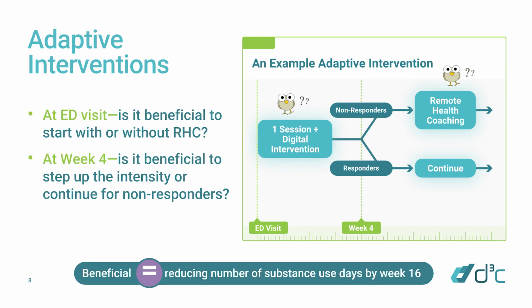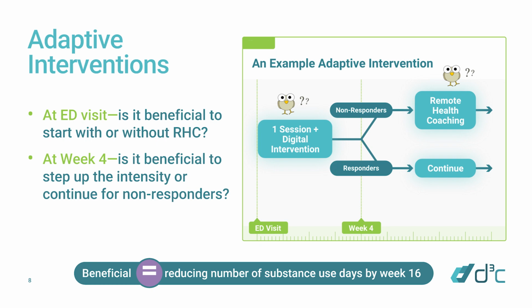Very nice, but in many cases, we investigators have questions about how to best construct standard adaptive interventions. For example, here, I don't know if it's beneficial to start with this minimal support, or maybe it would be more beneficial to bring in coaching right off the bat. Beneficial in terms of reducing the number of substance use days by week 16. I also don't know how to best address the needs of non-responders. The assumption here is that I should step up for non-responders, step up with coaching, but maybe it would be better to simply continue with the initial intervention.